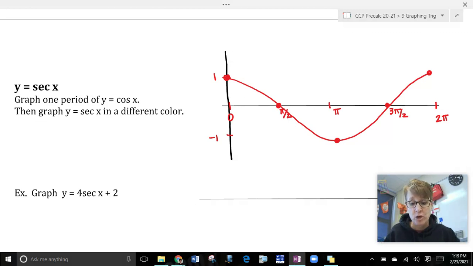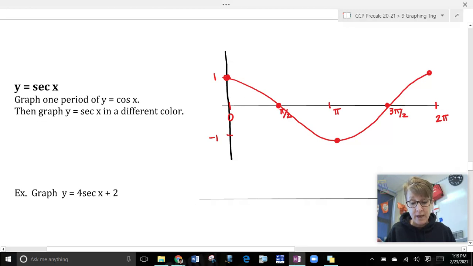Okay, hopefully your cosine is done. Let's again think about reciprocals and turn this into a secant. Now remember when we did the cotangent tangent one, anytime that tangent was 0, which was right in the middle, it turned into an asymptote.